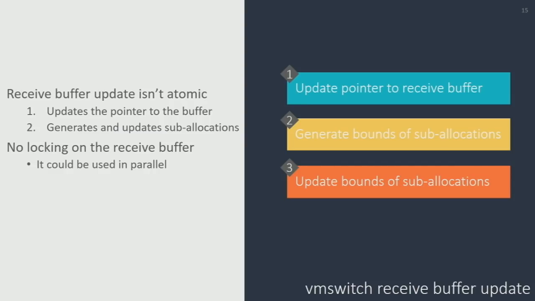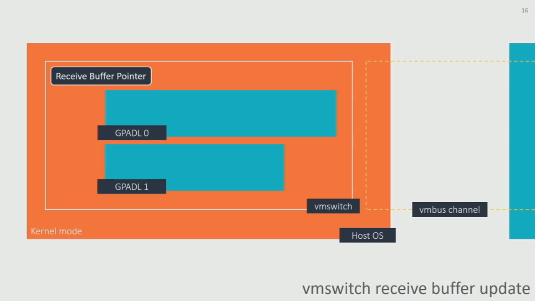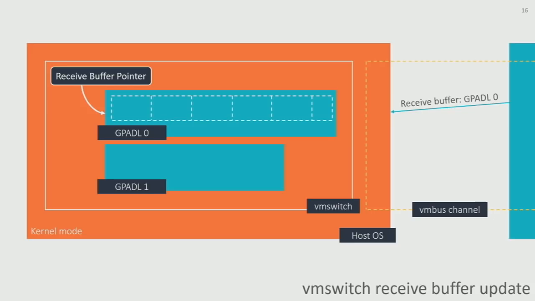And so it might not seem like a huge deal, but if you take a look at how this works, let's assume that we have GPL 0 and GPL 1 both mapped into the guest and the host OS, and the guest OS decides, okay, let's use GPL 0 as our receive buffer. So the host OS is like, okie dokie, here we are, we have a pointer, and now we have sub-allocations to that receive buffer.